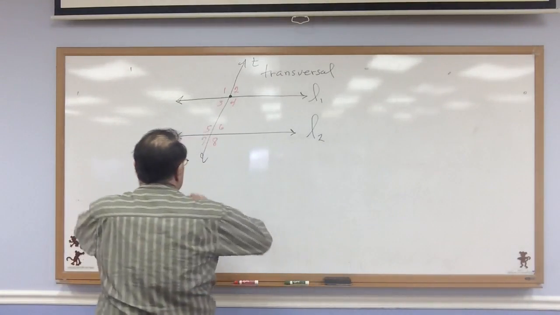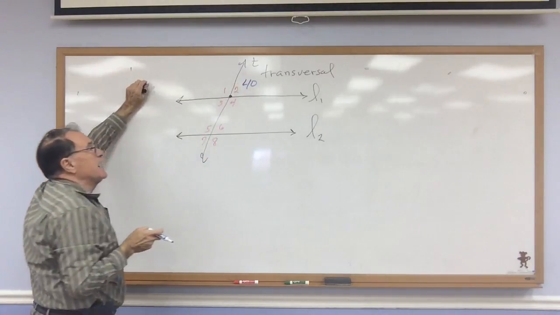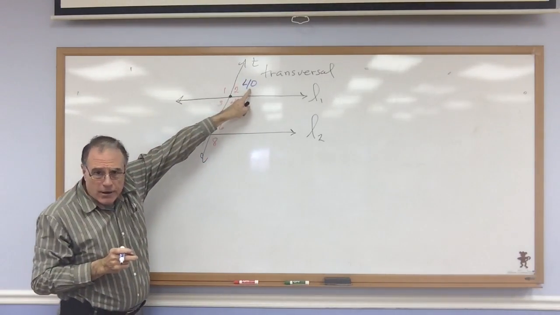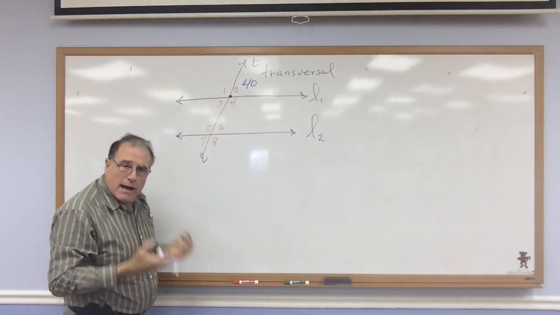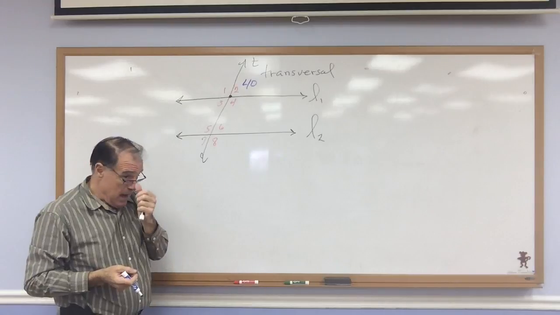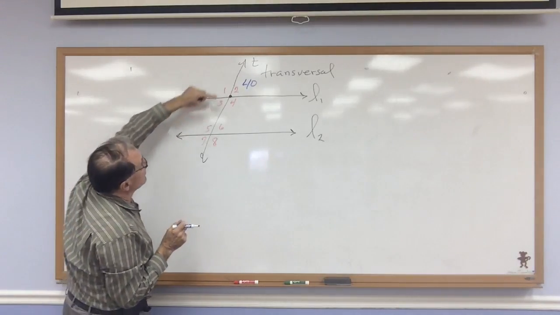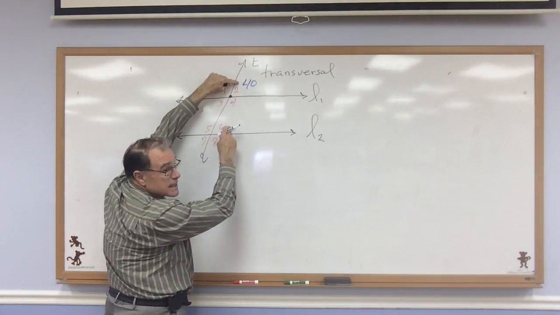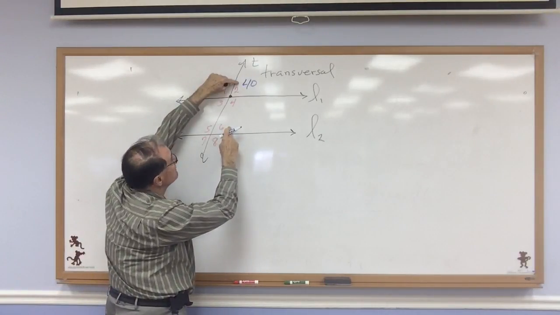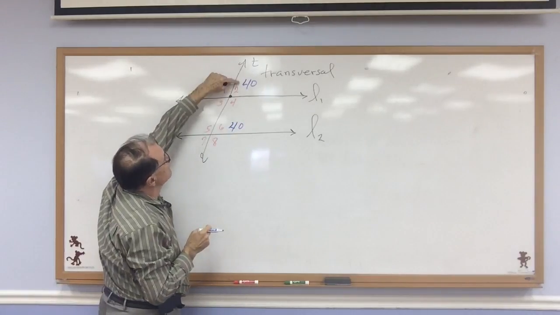So let's suppose this angle is 40 degrees. And I can use the fact that angle 2 is 40, and I will find the measures of the other 7 angles. There are many things I could do first. Well, for example, angles 2 and 6 are corresponding, so 6 also measures 40 degrees.